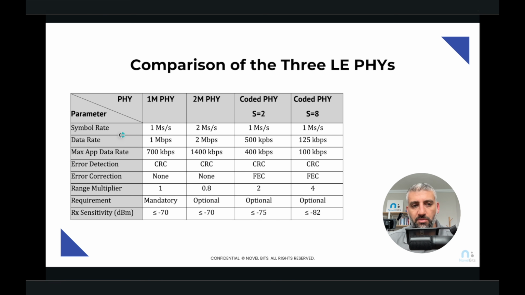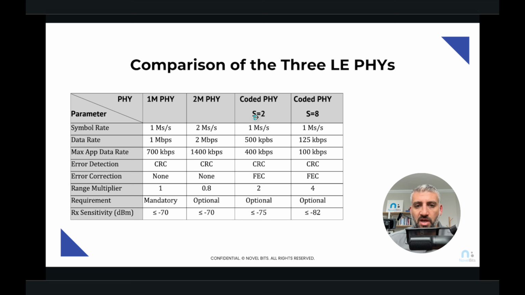And here's a comparison between the different characteristics of these PHYs. The 1 mega symbol per second is basically how many symbols represent each bit of data. In the case of the 1 meg PHY, there is one symbol representing each bit of data that is sent by the device. In the 2 meg PHY, it's 2 mega symbols per second, so one symbol is sent per bit of data. However, in the case of the coded PHY, it's still using 1 mega symbol per second, but the S here defines how many symbols represent each data bit.